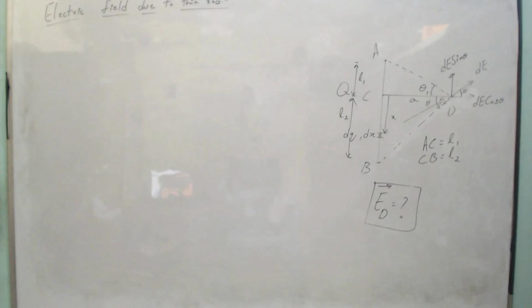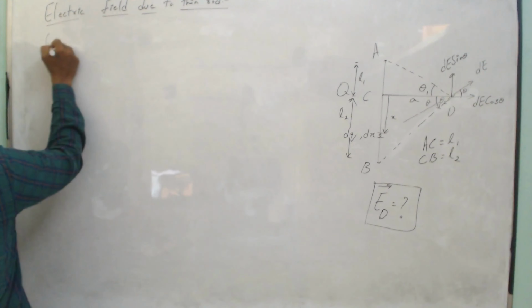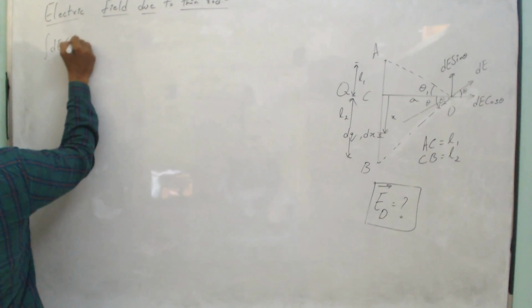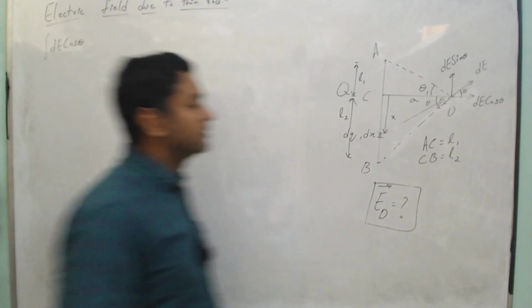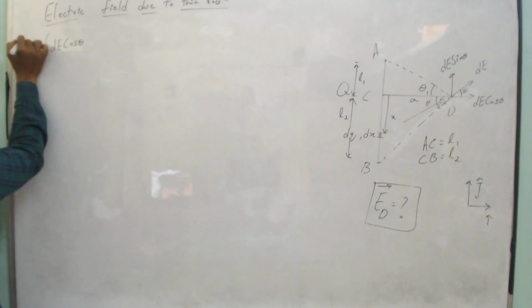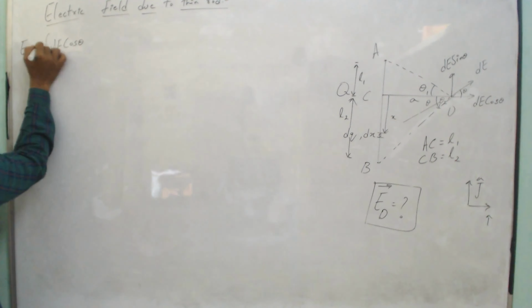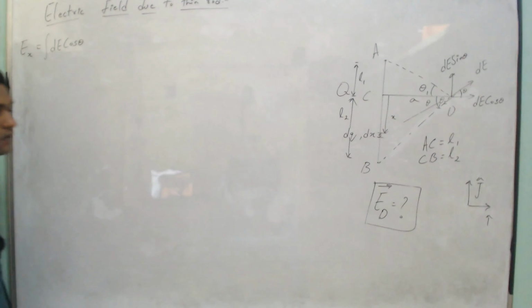So fine. So first we can do, let us do d cos theta. So we have integral of d cos theta. If I take this as i cap and this as j cap, I can say what I am trying to find in integral dE cos theta is nothing but electric field along x direction.